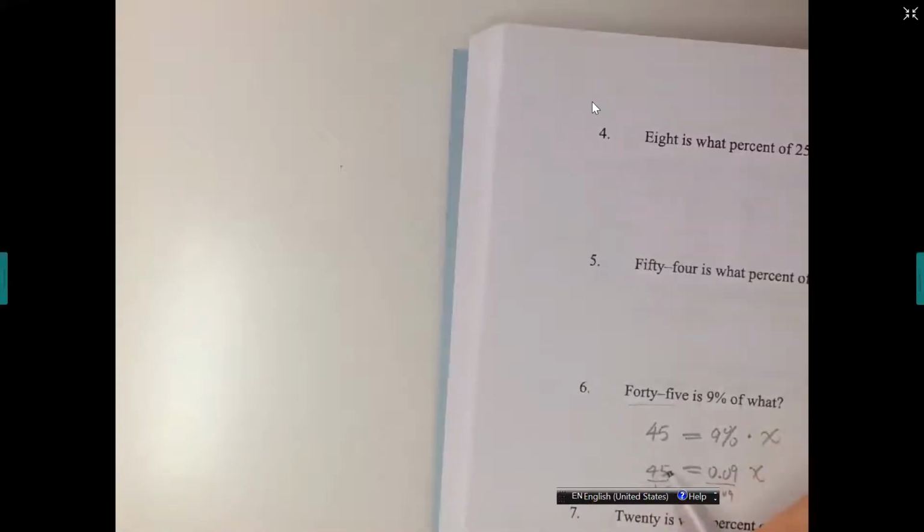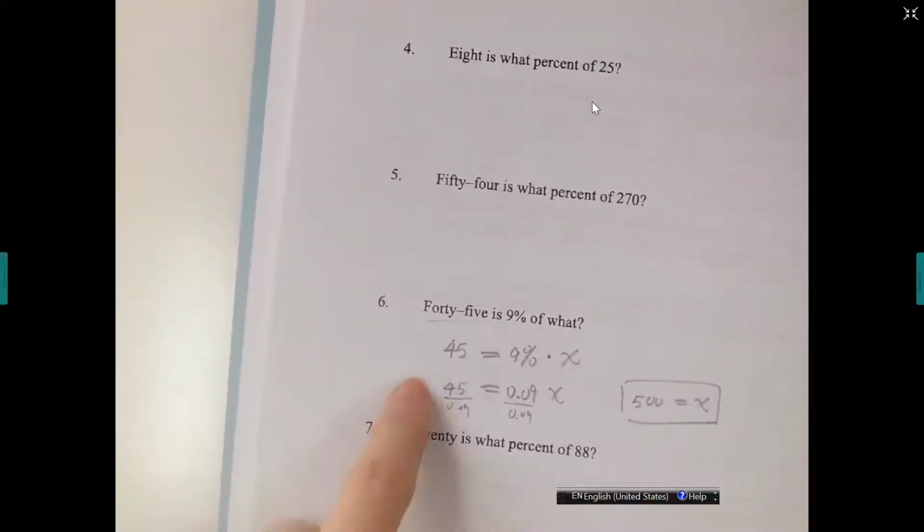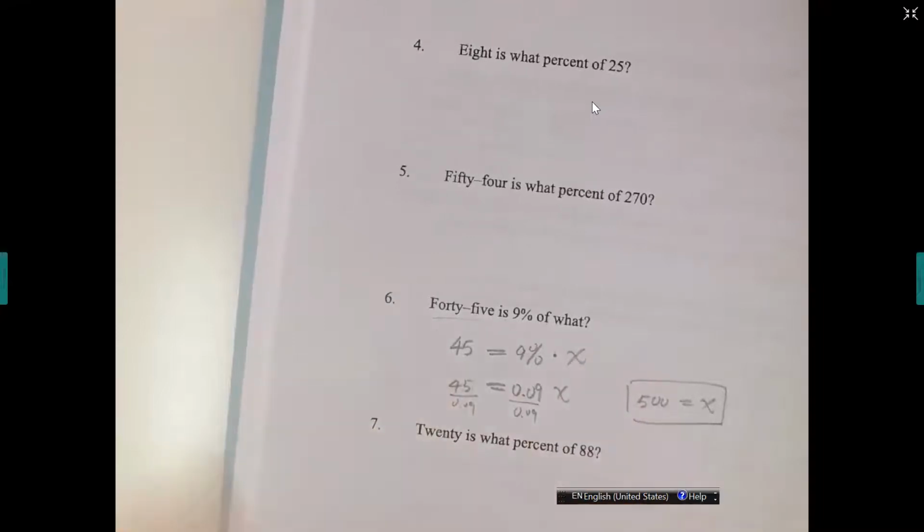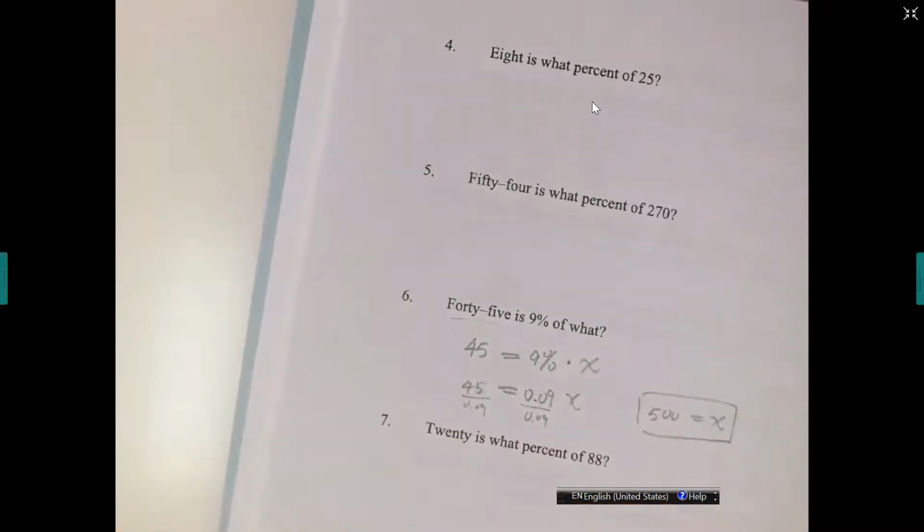How can I get x? Divide by 0.09. 45 divided by 0.09 equals 500, and that equals x. Final answer. So use your calculator. You can do 45 divided by 0.09 equals 500. So these are some easy problems.